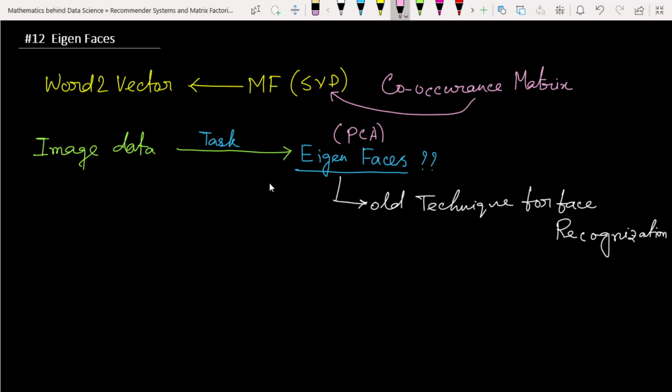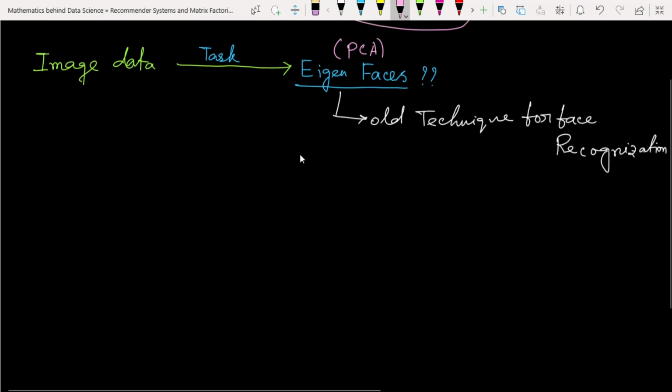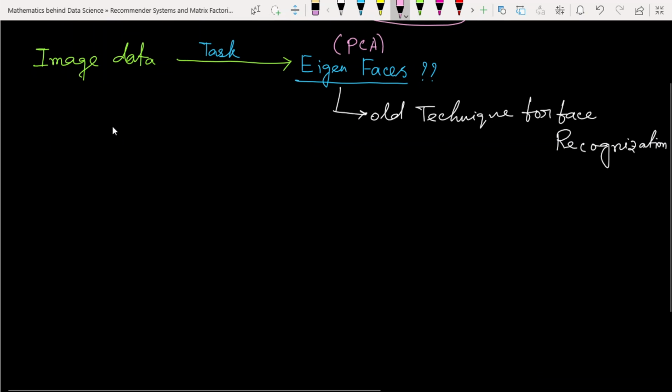So now let's see how to detect this from the image data, how to find these eigenfaces. Using this simple technique, we will get a very interesting result. We will see it at the end of this video.